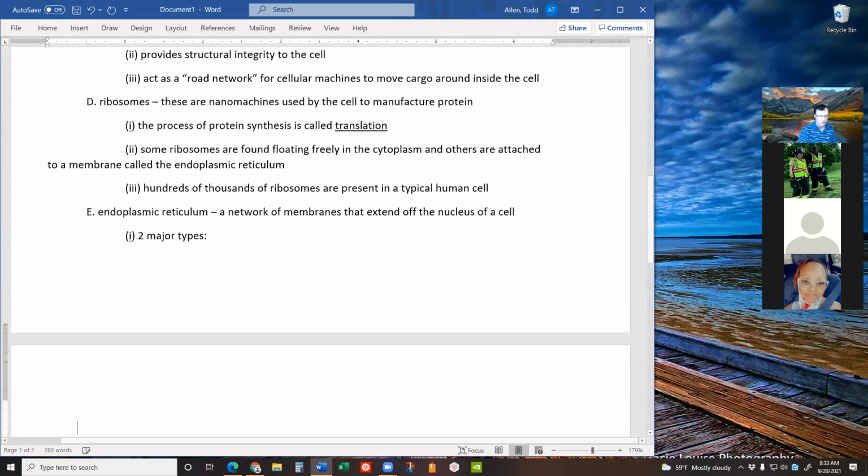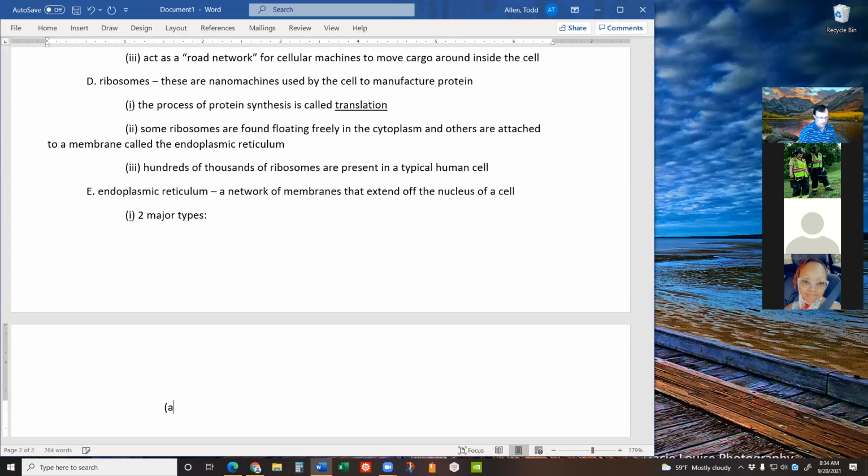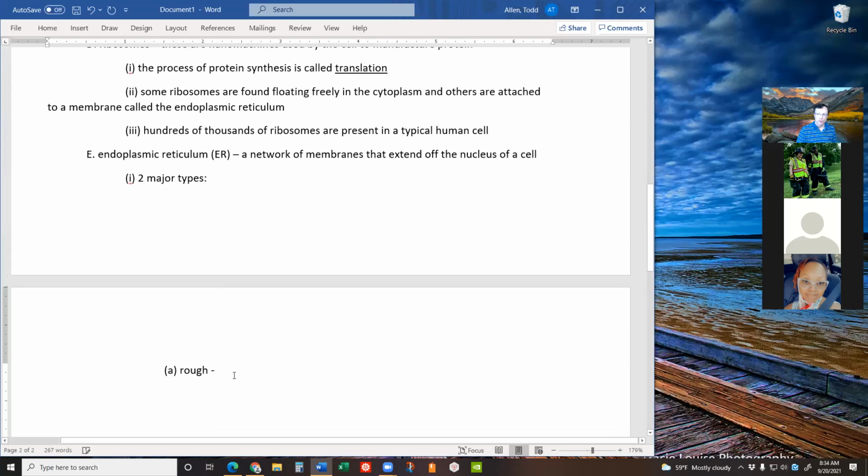There are two major types of endoplasmic reticulum. They are the rough endoplasmic reticulum, also known, as the video said, the endoplasmic reticulum is sometimes called ER. The rough endoplasmic reticulum is called rough because it is one of the major locations you're going to find ribosomes attached. So rough ER is called rough because there are attached ribosomes.